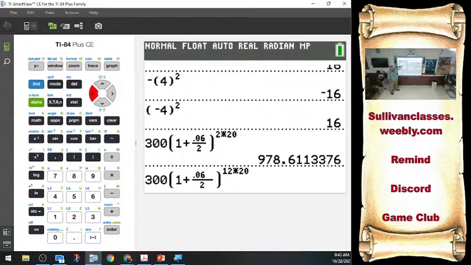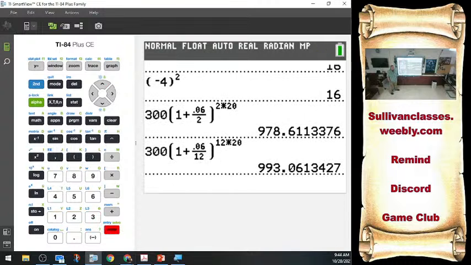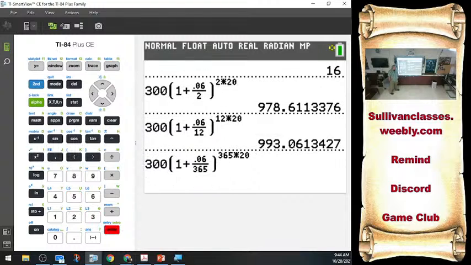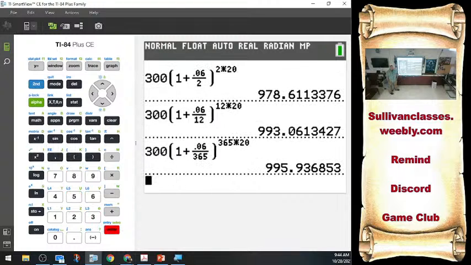And then, oh my god, okay. Oh, that's not it. So I went from twice a year to 12 times a year, and it jumped up, what, 15? Okay. What happens when I do the same thing, but now it's daily? What changes? 365, wait. No, they're just figuring out your interest every day. You only went up $2.